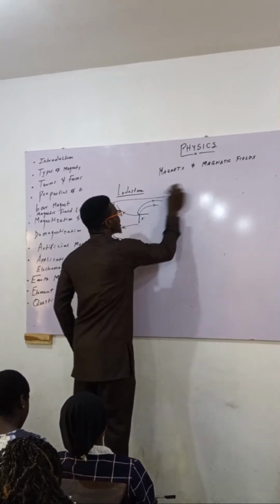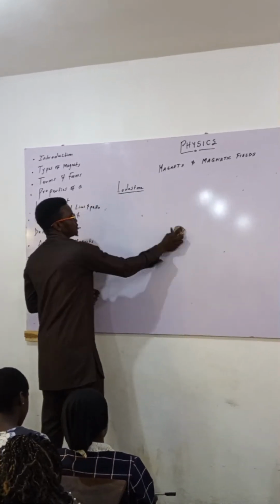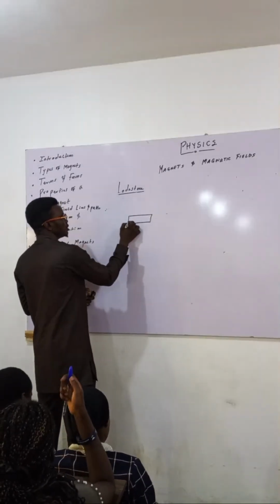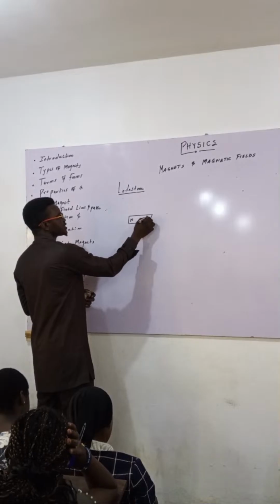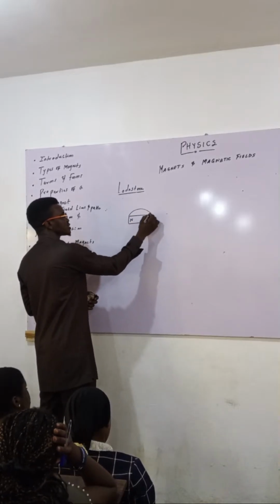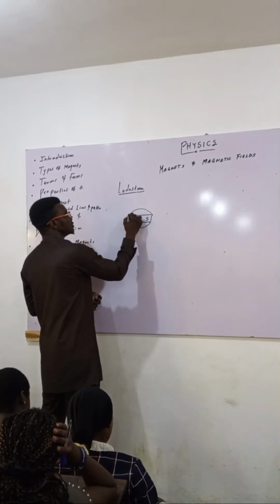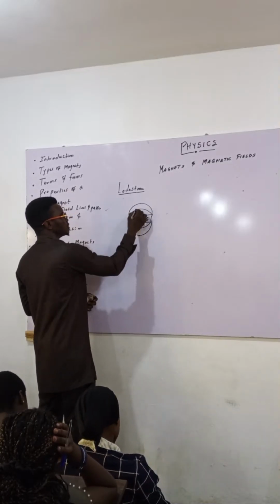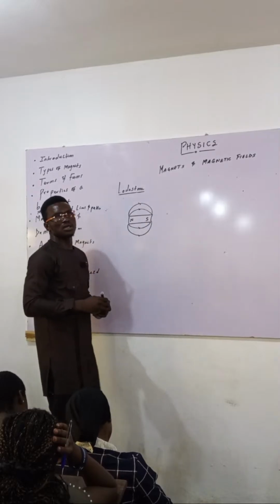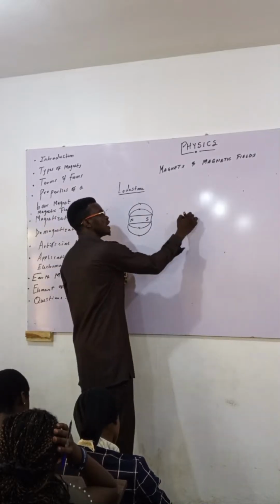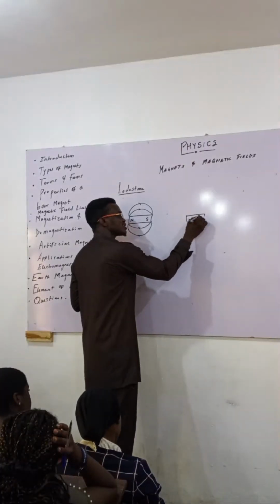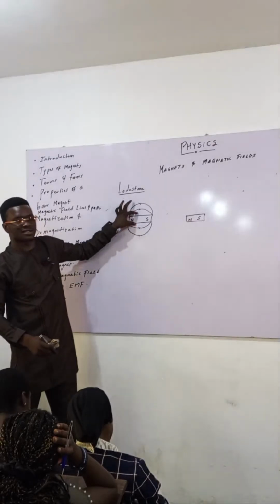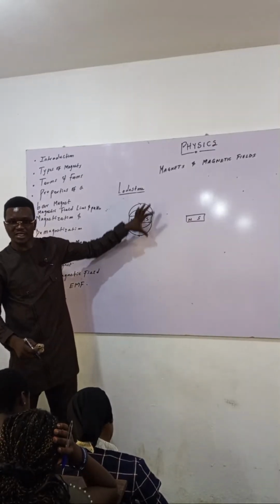Now, you noticed I did something the other time. I took a bar magnet, north and south, and I did something like this. Now, if you take your bar magnets or any magnets, that region around the magnets, we call it the magnetic field.